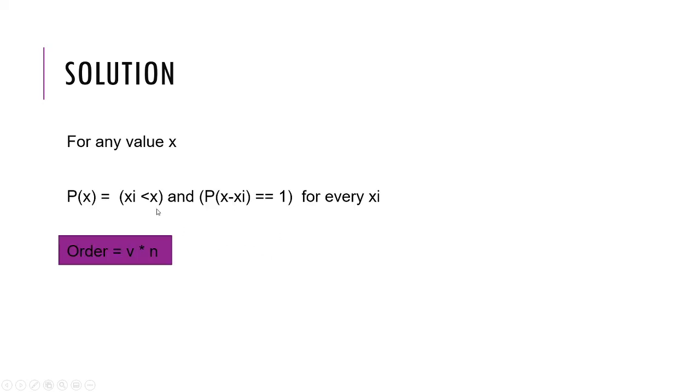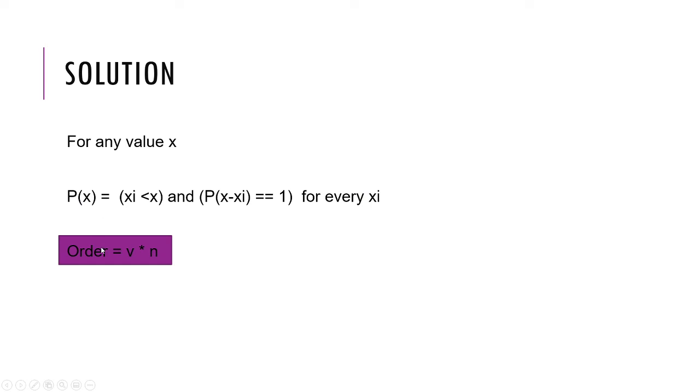To generalize, to compute P of x, first of all, you have to try all possible coins xi, and xi has to be less than or equal to x. And once you have taken xi, the remaining value is x minus xi, and P of x minus xi should be 1. If both of these conditions are true, then exact change is possible for that xi, and you would mark P of x as 1.